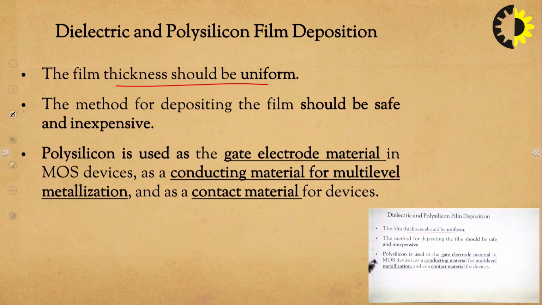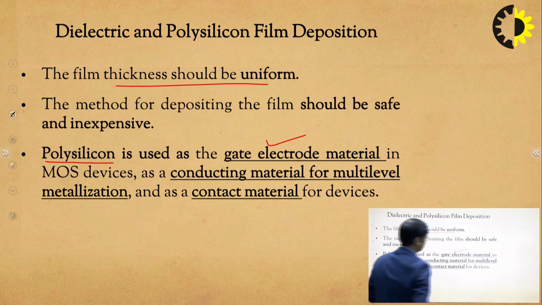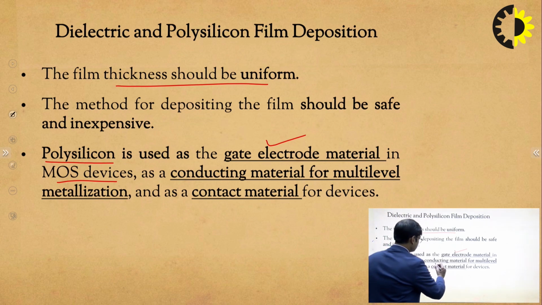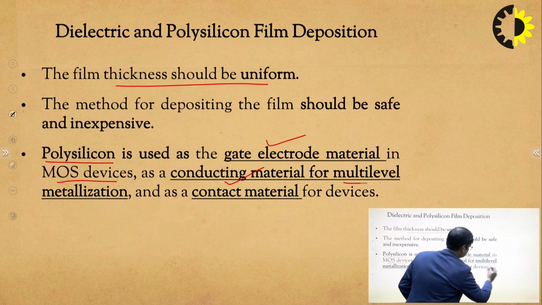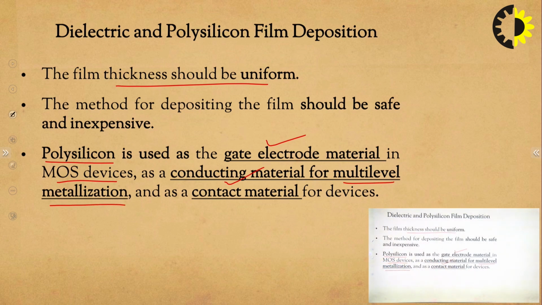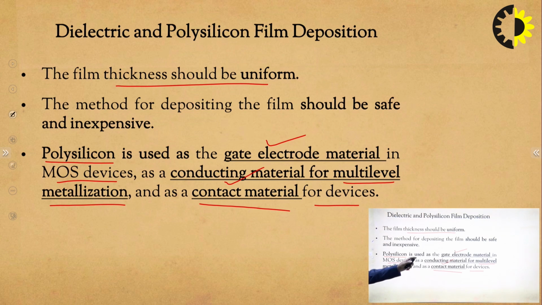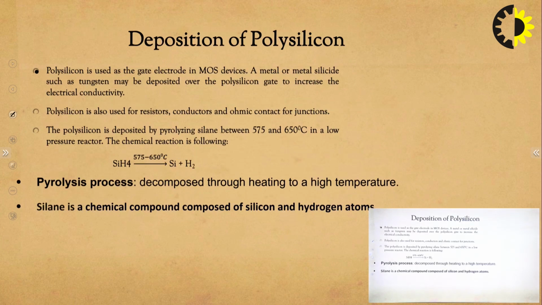Now, let us see where these materials that we use for deposition have their applications. Polysilicon is a very widely used deposition material that is used for gate electrode material in case of MOSFET transistors. Similarly, it is also used as conducting material for multi-level metallization and also as a contact material for devices. So, these are some of the uses of polysilicon film deposition. Now, let us see how the polysilicon film is deposited.